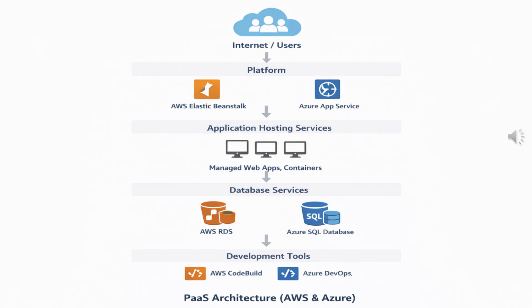Step 3: Application hosting. Now the application runs on the platform. Explanation: The platform hosts web applications, APIs, or containers. Real-time example: A company website or back-end API runs here without managing servers.